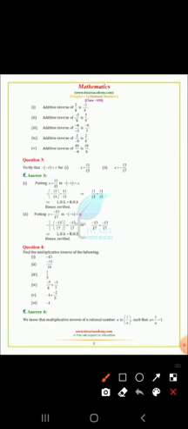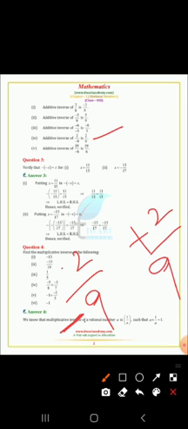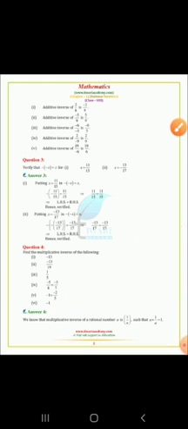Okay, so now see the fourth bit, 2 by minus 9. Minus can be written either in the numerator or denominator place. So plus 2 by 9 will be your answer. Understood? Like this you are going to solve.